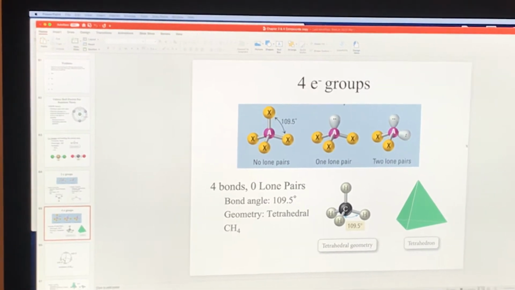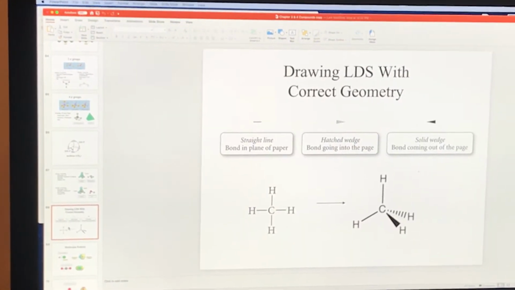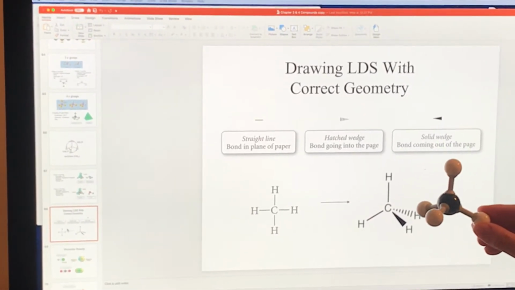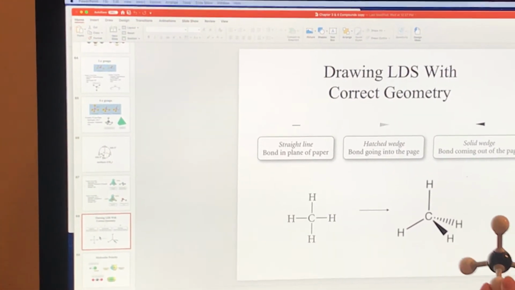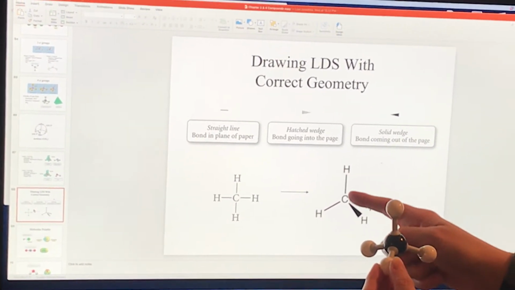And so that's when we learned how to draw it with our dashes and wedges. So we said that the three atoms that are in the plane, how we indicate that is with the straight lines.